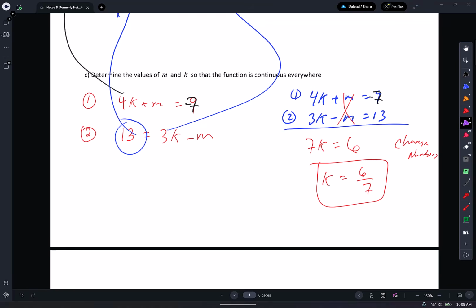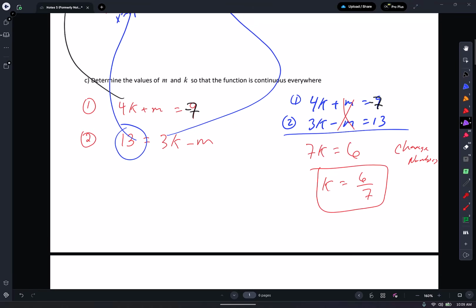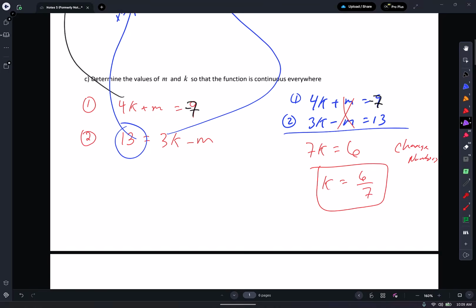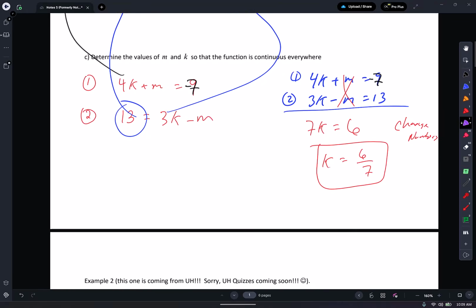All right, here we go. Is number 2 correct? Oh, hold on. We just got the k. We still haven't gotten the m. So it doesn't matter what equation we use. We should get the same m value regardless. What equation do you want to use? 1 or 2? 2. All right.